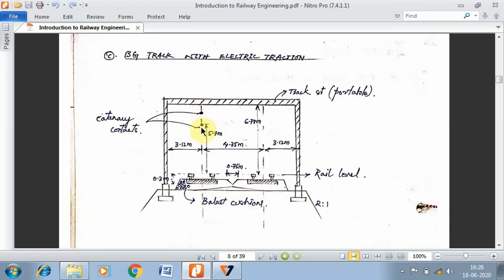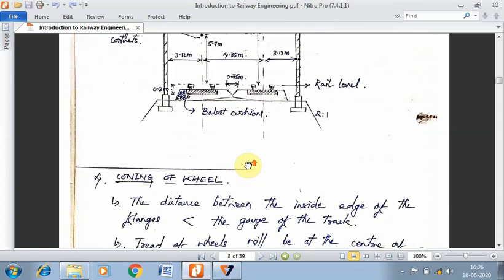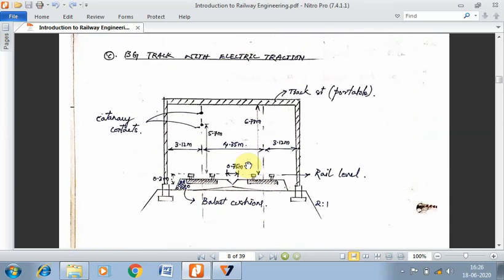So the cable gets cut, and you will be able to see the cable in the form of dots. Okay, and hence these cables are called catenary contacts. Okay, so this is about the broad gauge track with electric traction. So these are the typical cross sections we can expect to be asked in the examination. You are expected to know all the dimensions.